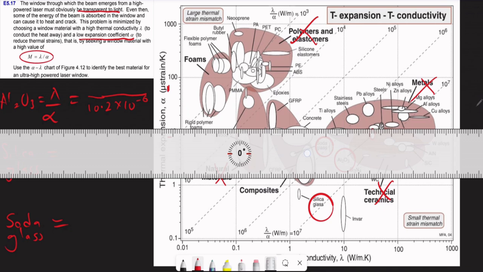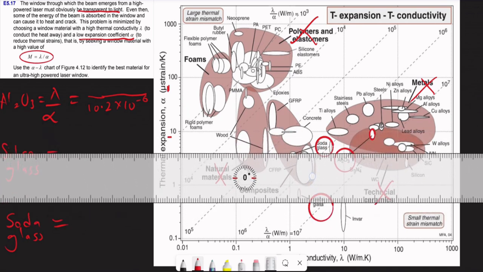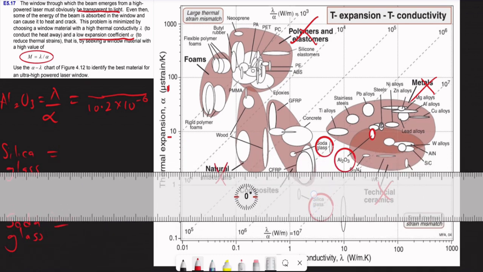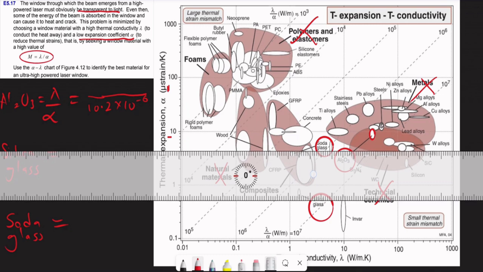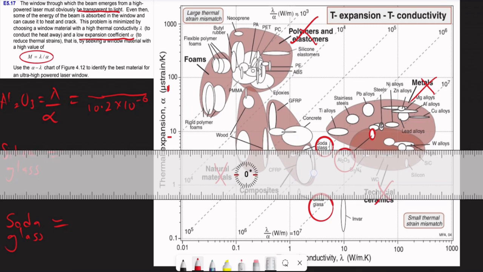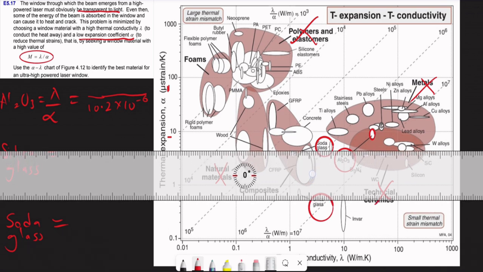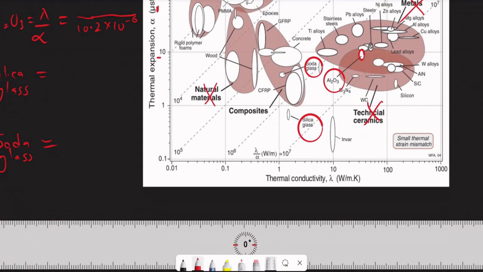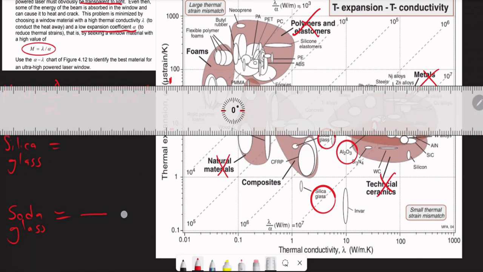Let's go to the next one. The next material is soda lime glass. For soda lime glass, this is 1, this is 2, this is 3, and this is 4. So it's just above 4. You can call it 4.2 for soda lime glass. So come here, write 4.2 times 10 raised to the power minus 6.